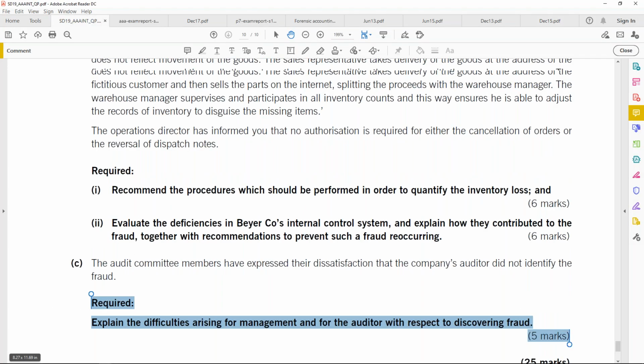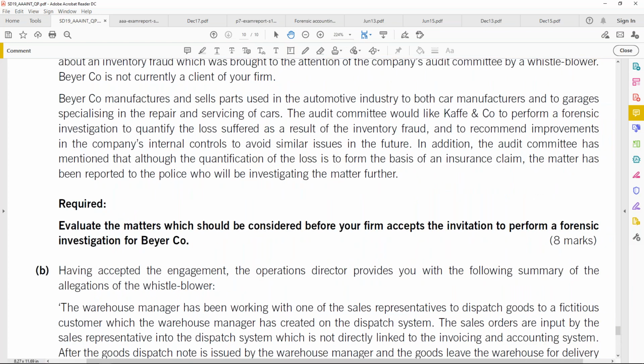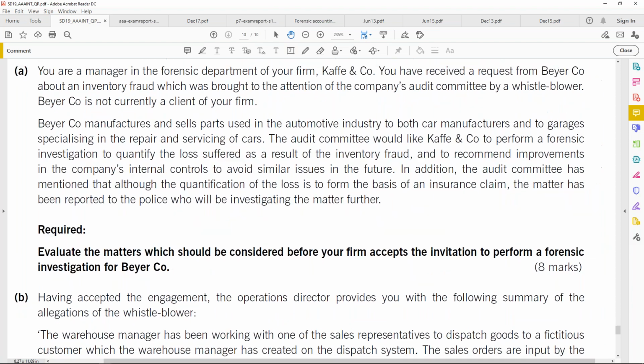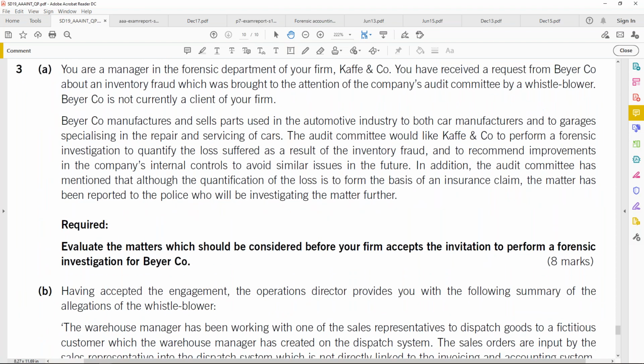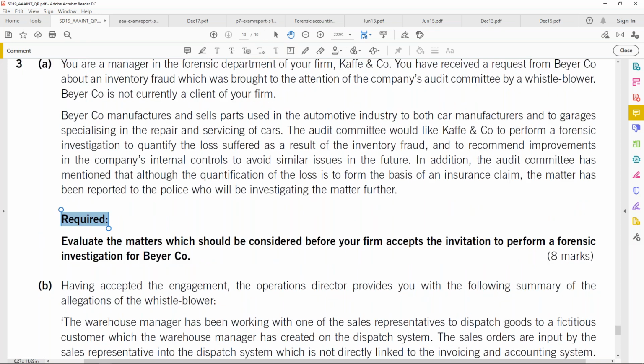Okay, now can you see the question paper in front of you, question number 3 of the September December 19 exams, everyone? 3A. Look at the requirement 3A. The examiner is saying, evaluate the matters which should be considered before your firm accepts the invitation to perform a forensic investigation. 8 marks. This is a very regular question, right?